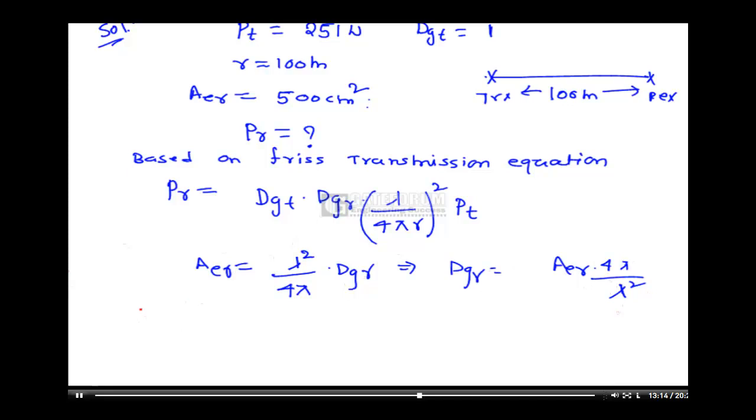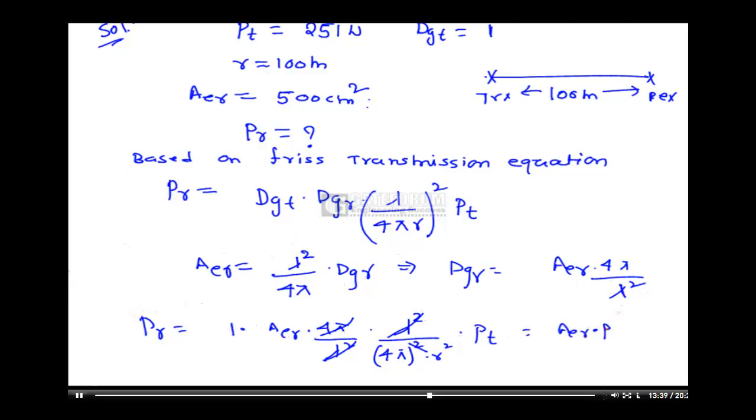If you substitute all the values, power received is equal to DZt, which is 1, into DZr, which is AER into 4 pi by lambda square, into lambda square by 4 pi whole square into r square into power transmitted. Lambda square cancels, 4 pi cancels. The remaining is AER into power transmitted by 4 pi r square.